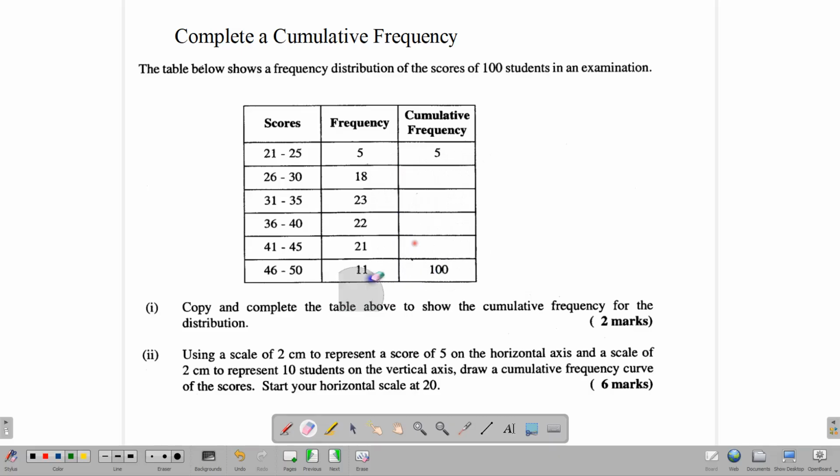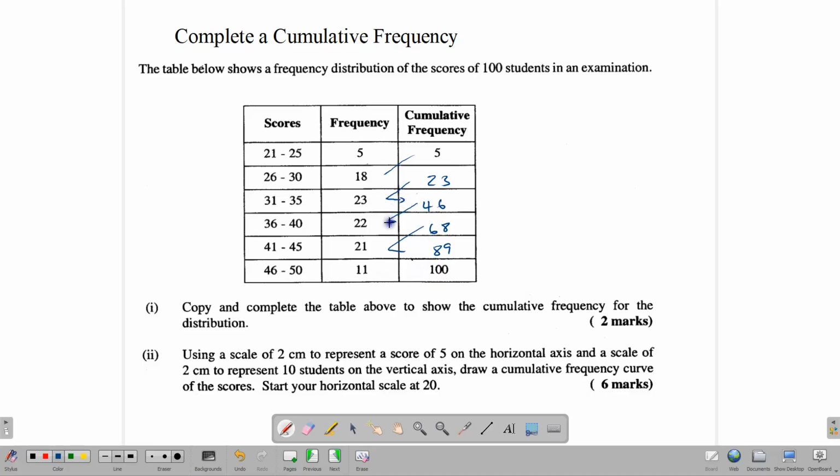Remember, we start with our first frequency. Our first frequency is 5. So we start with 5, then we add 5 to 18. 5 plus 18 is 23. 23 plus 23 is 46. 46 plus 22 gives us 68. And 68 plus 21 gives us 89. 89 plus 11 gives us 100. So we round it off there.